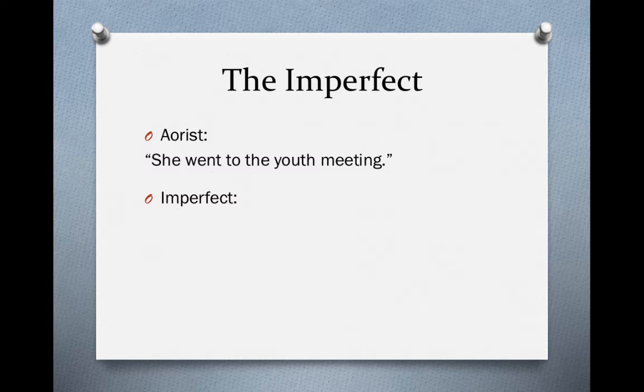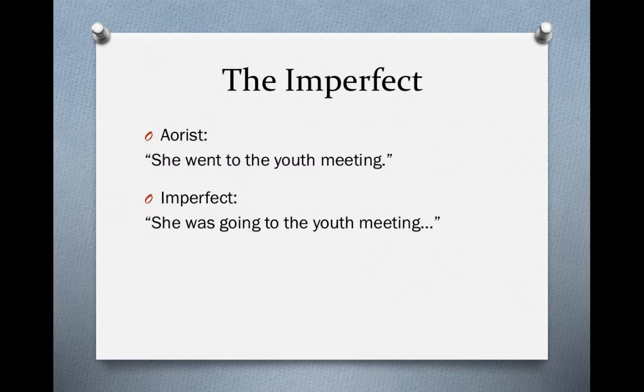An example of the aorist would be, she went to the youth meeting. And we can pick out the verb here, it's went. She went to the youth meeting. So this is a form of go. It changes a little bit in English when you move it to the past tense. An imperfect would be, she was going to the youth meeting. And so it's kind of the same idea, but the difference is one of aspect.